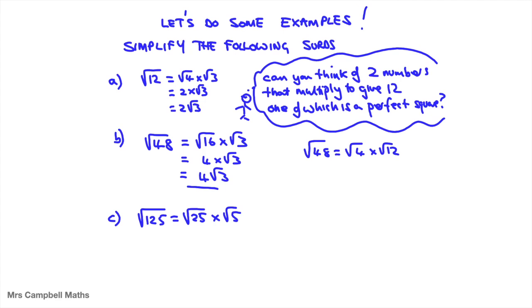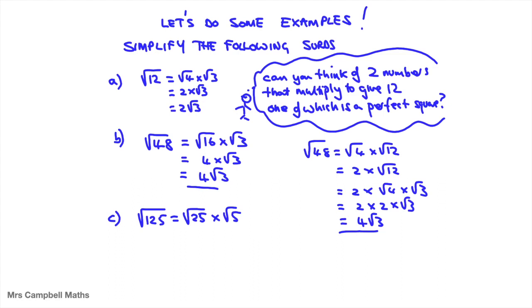Now let's try that again. If you had thought, well, two numbers that multiply to give me 48, one of which is a perfect square, I'm going to write 4 and 12, and that's absolutely fine. So that would simplify to 2 times root 12, but you are not finished there. You have to keep checking that the number under the square root sign cannot be simplified any further. And this one can. We can think of two numbers that multiply to give 12, one of which is a perfect square. That's what we did in the previous example. So that's all right as long as you realise you're not finished there. We would write root 12 as root 4 times root 3. So that would give us 2 times 2 times root 3 is 4 root 3.